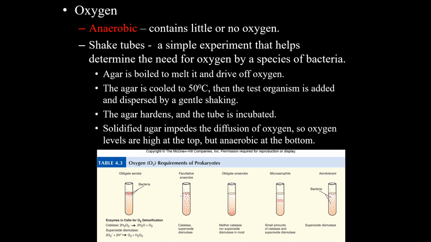Facultative anaerobes, this picture doesn't show it as well as I would like, but what it would look like is there would be more dots up here at the top. You would get more growth towards the top, but you would still see some growth down at the bottom. They prefer it up here, but they can survive down here as well. Obligate anaerobes, you would only find those at the bottom where there's no oxygen. Microaerophile, that's the Goldilocks, so you find them somewhere in the middle where there's a little bit of oxygen but not too much. And aerotolerant, same concentration everywhere because they don't care where there's oxygen and where there's not.